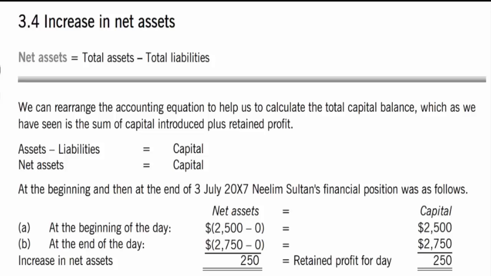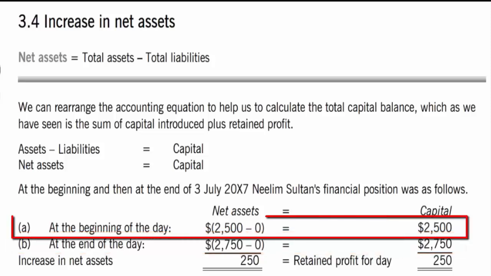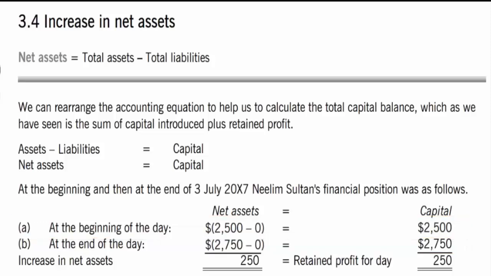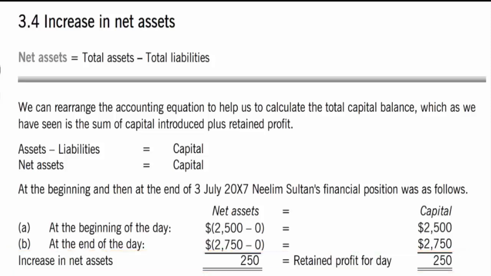Step 4. Summing up Neelam's net assets at the end of the day. All right, so at the end of the day on July 3rd, Neelam's total net assets are $2,750. This amount is made up of two pieces. 1. Capital introduced. This is the original $2,500 Neelam had put into the business at the start of the day. 2. Retained profit. This is the $250 in profit that her business earned during the day.